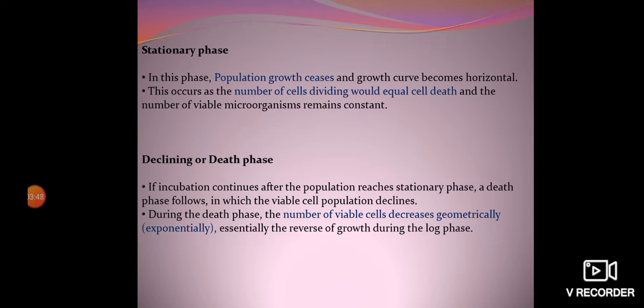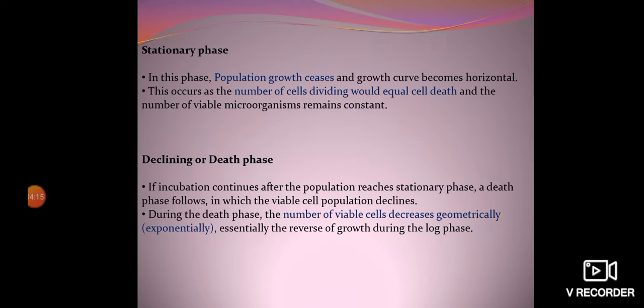Fourth one is declining or death phase. In this phase, if incubation continues after the population reaches a stationary phase, a death phase follows, in which the viable cell population declines. During this phase, the viable population declines geometrically or exponentially, essentially the reverse of growth during the log phase.